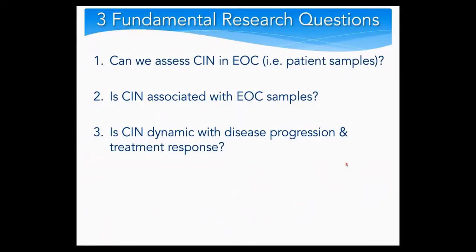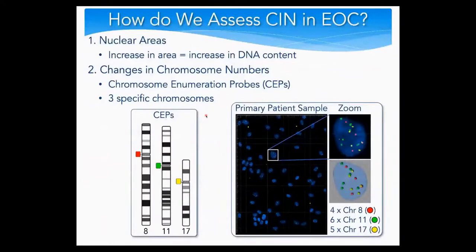So the 3 fundamental research questions we had were: can we assess CIN in EOC, i.e. in those patient samples? Obviously we can, because I wouldn't be here otherwise. Is CIN associated with EOC samples, and is it dynamic with disease progression and/or treatment response? So how did we assess CIN in these EOC samples? Well, we used that nuclear area analysis that I just showed you earlier on, as well as the CEP analysis that I showed you earlier on as well. And just to remind you, we're collecting series of images in which we can do that analysis.